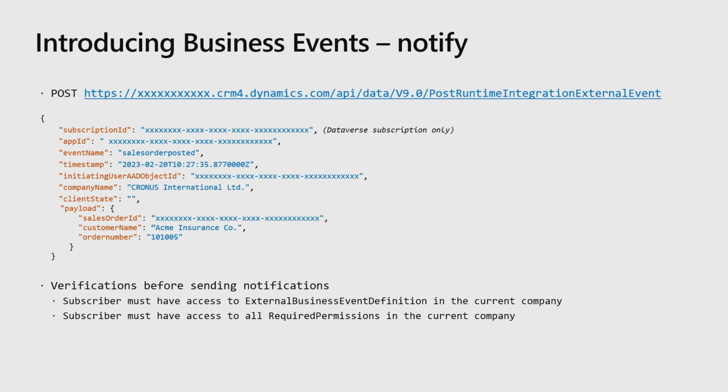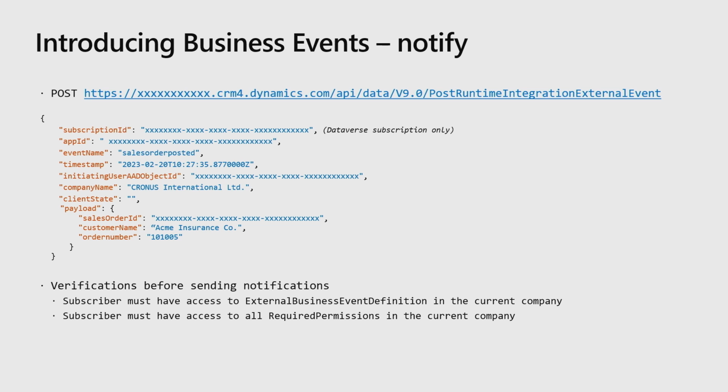This is where you actually send the payloads to the external system. In this case, for example, the external system is Dataverse. So you can see, in this example, the webhook URL or notification URL that we provide at subscription time will be called, and we will send all the payload of the event that happens at the time. For example, you provide the timestamp, the event name, the company name, and then the payload. In the case of a sales order, you can send the sales order ID, the customer name, and the order number.